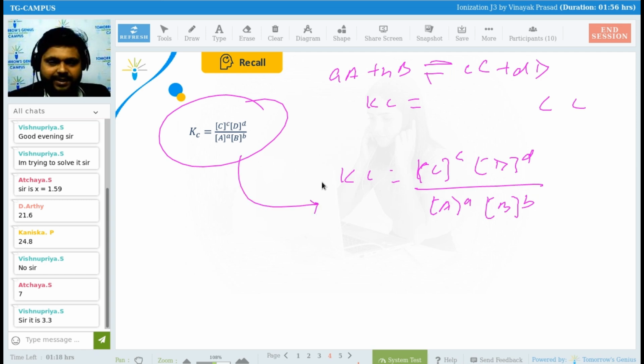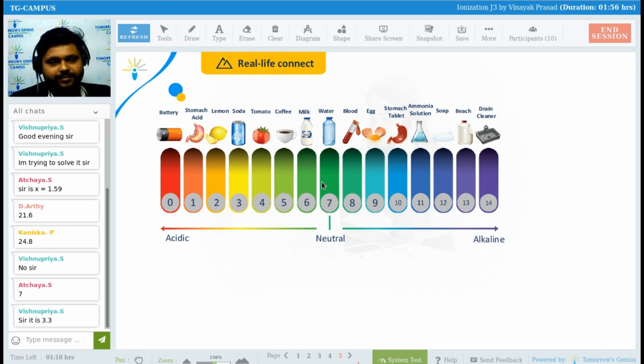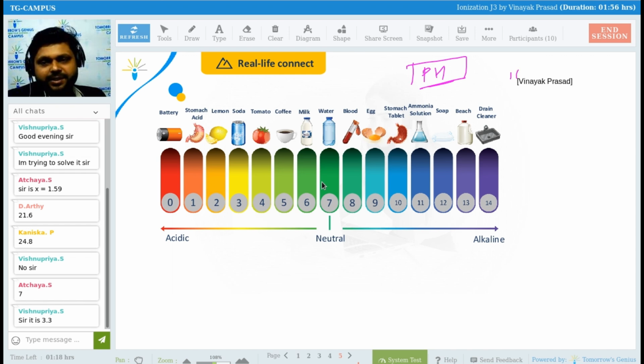From chemical equilibrium. Actually, today we are going to start the ionic equilibrium part, so there will also be some formulas coming. Be ready for that. Now guys, in ionic equilibrium we will also be seeing about the pH. I hope everybody knows about this pH. You might have learned in your 10th standard that if the pH value is 7, it is neutral.